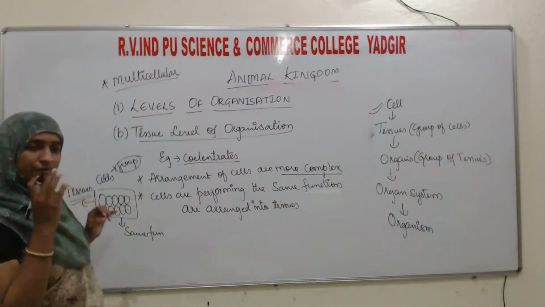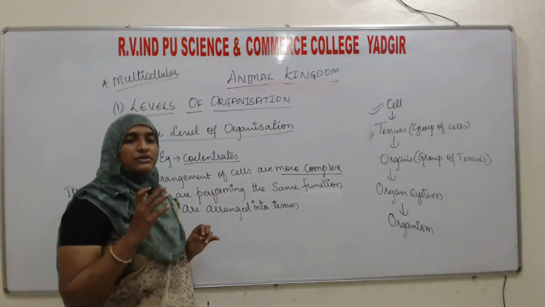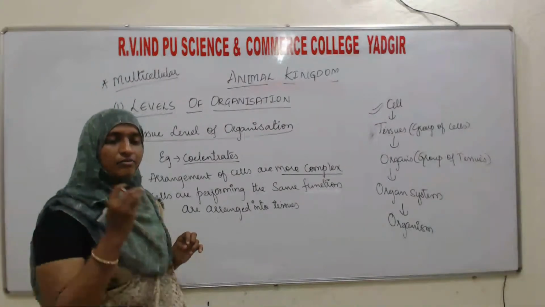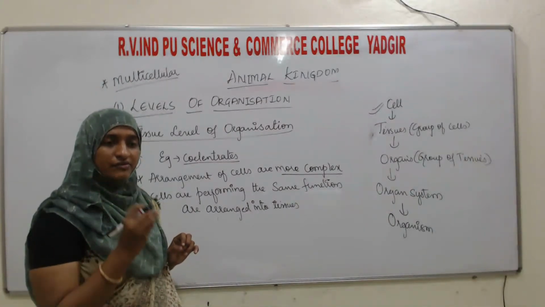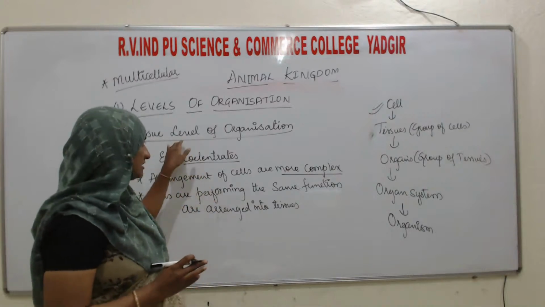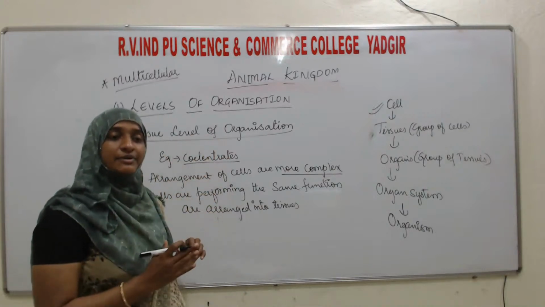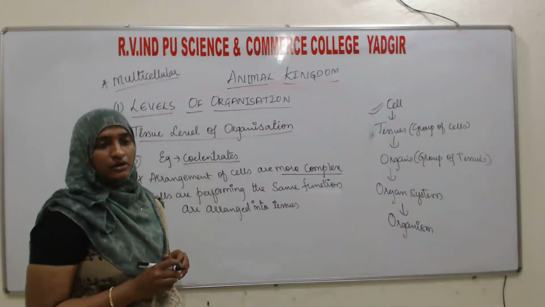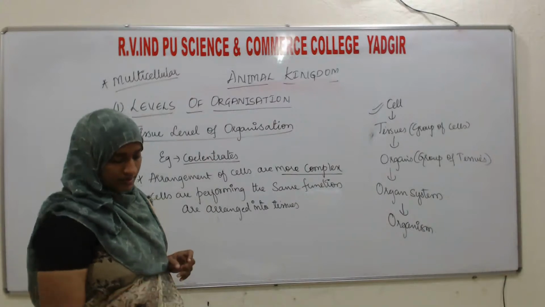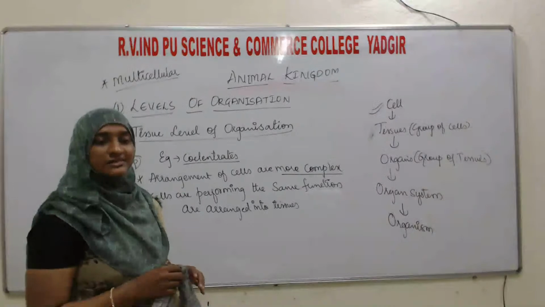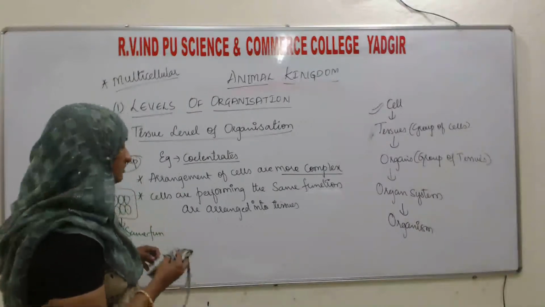So if animals have bodies made up of tissues, and their cells perform the same function, have the same structure and are grouped together, we call it tissue. They will exhibit the tissue level of organization. Next comes the third level of organization, that is the organ level of organization.